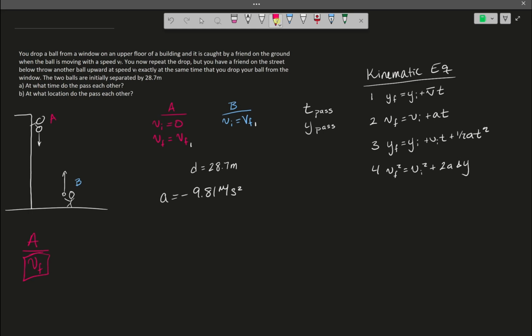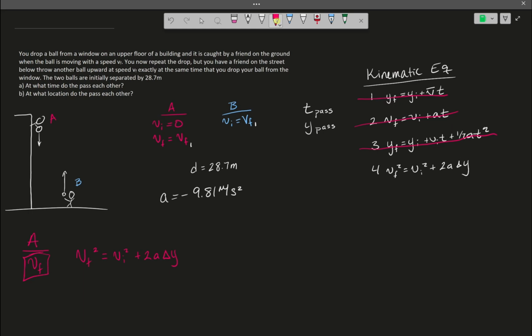So if I want to find the final velocity, I need to find an equation that contains final velocity, right? So 3 isn't going to work. But also, I don't have time, so I can't use the top 2 kinematic equations. I have to use this 4th kinematic equation. So my final velocity squared is equal to the initial velocity squared plus 2a change in position, their displacement.